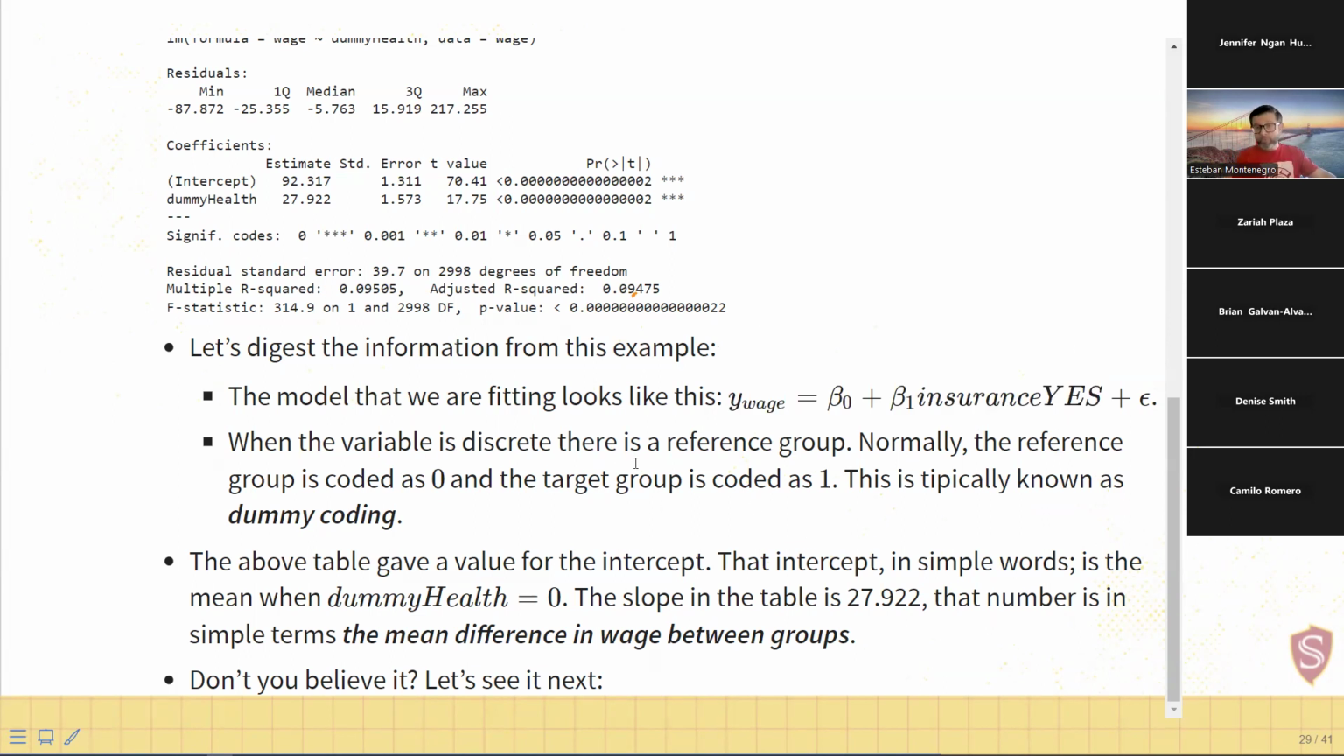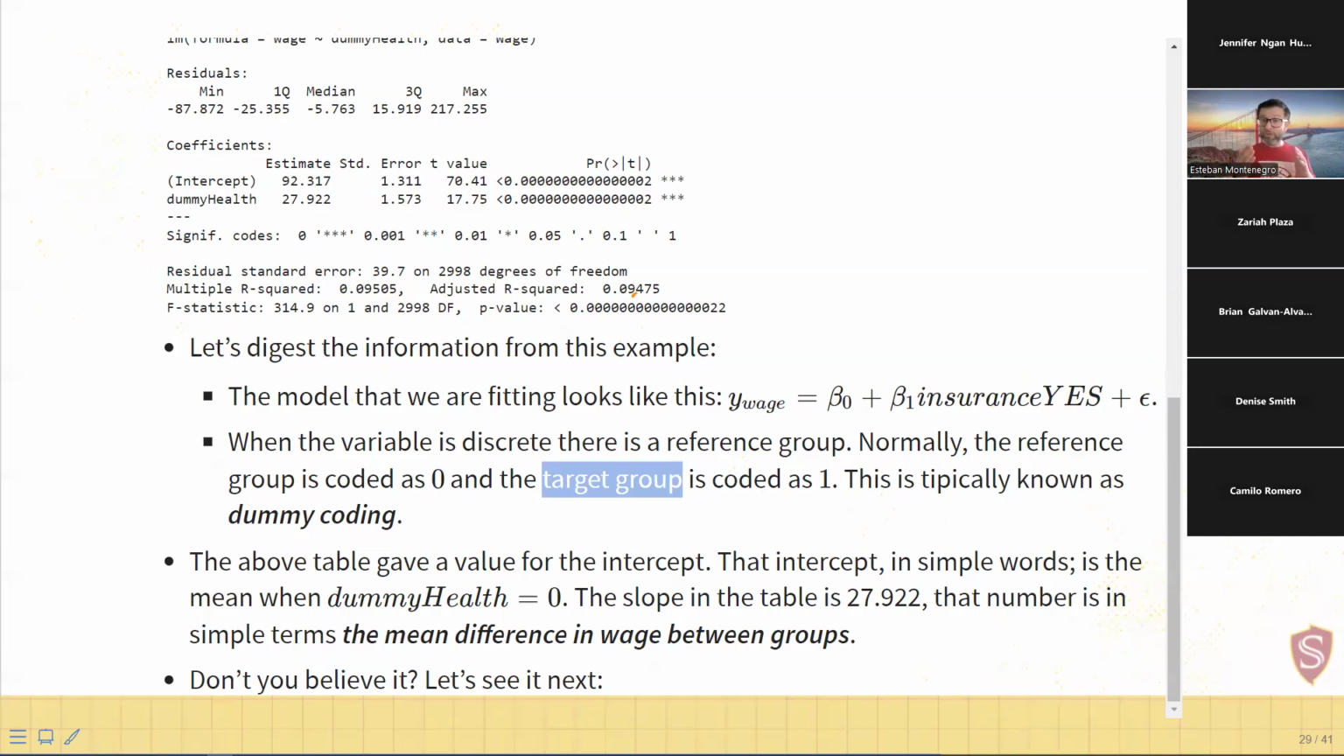When the variable has zeros and ones, like insurance status, we have two groups, right? Group zero is what we call the reference group, and group one is going to be our target group. And you might be thinking, can I switch? Can I assign one to people without insurance and zero to people with insurance? And the answer is yes. You could switch it. It's totally fine.